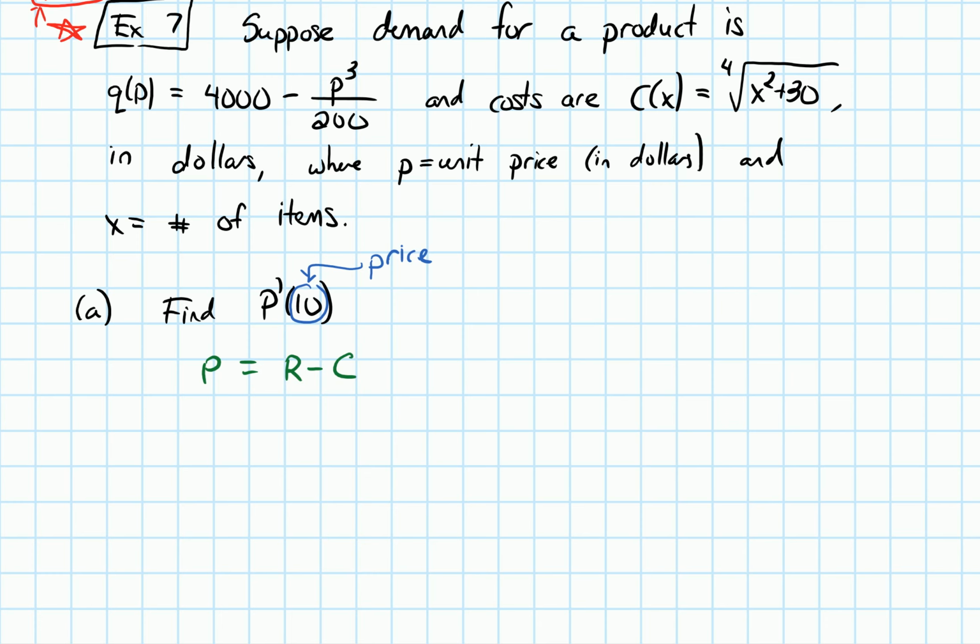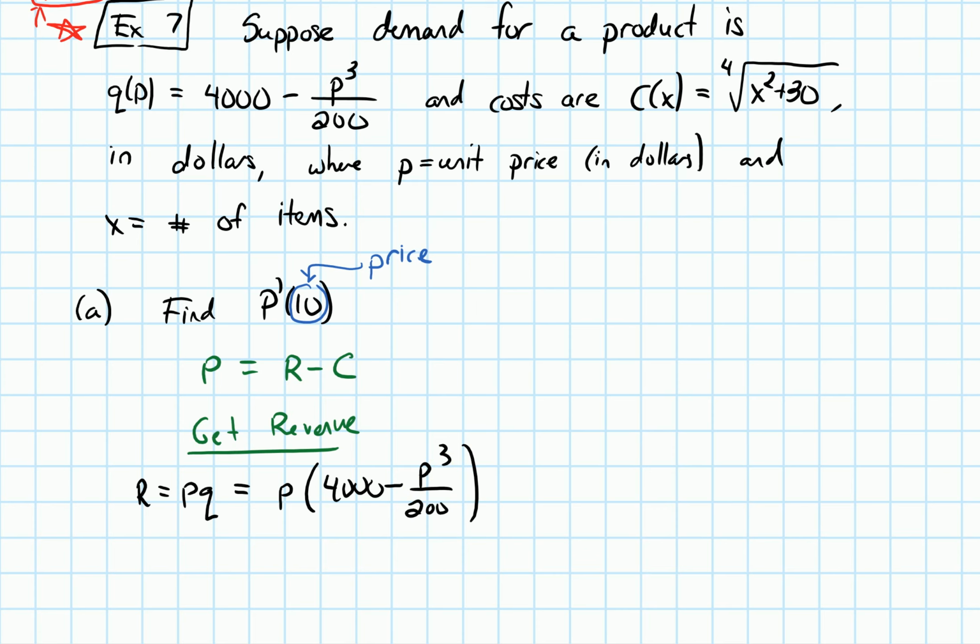So let's begin by trying to get the revenue. Okay, so revenue equals P times Q. But we want to get this in terms of one variable. So this is P times, and we have this formula for what Q is, so let's plug that in. It's 4,000 minus P cubed over 200. And if I distribute the P in, we get 4,000 P minus P to the 4 over 200. All right, so that's our revenue function.